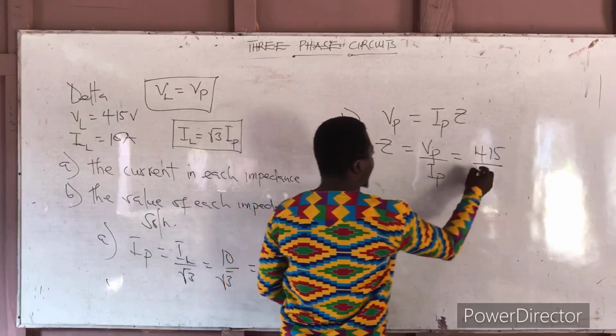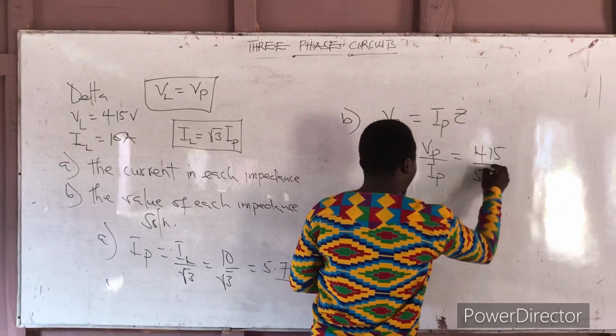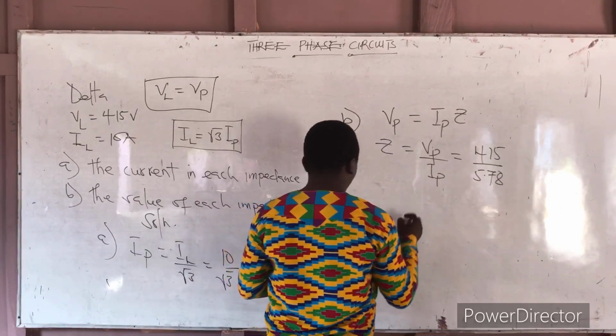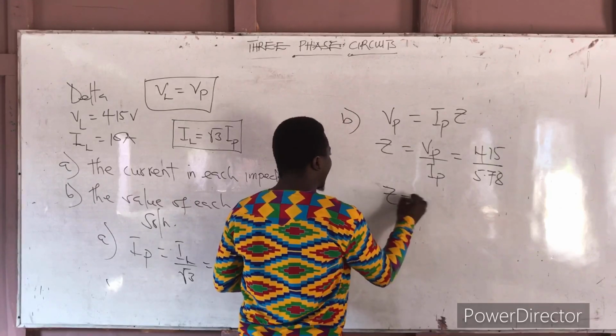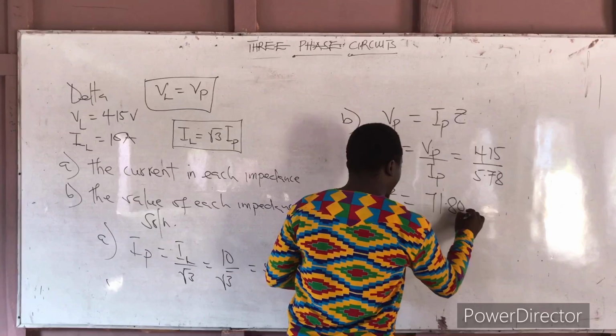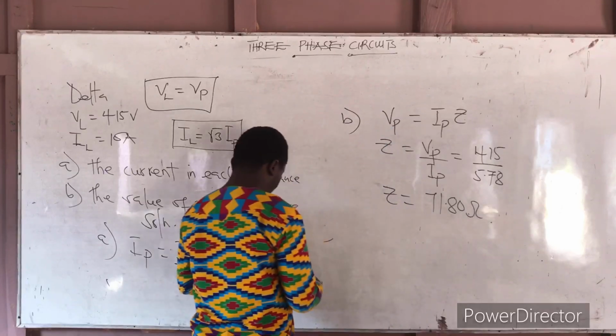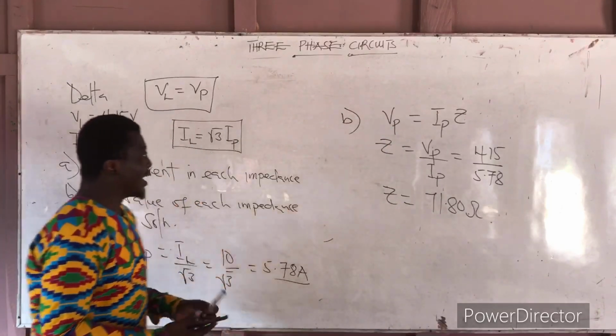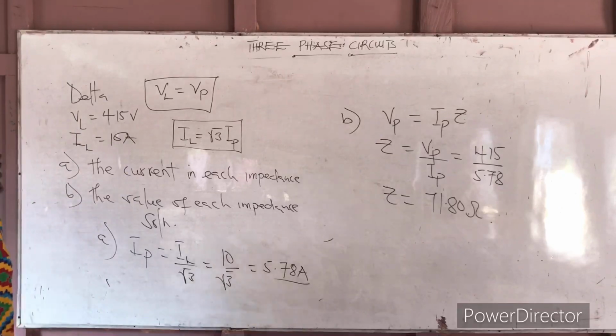IP we have 5.78 ampere. So if we divide, we are going to get Z equal to 71.80 ohms. So that's the answer to the second example.